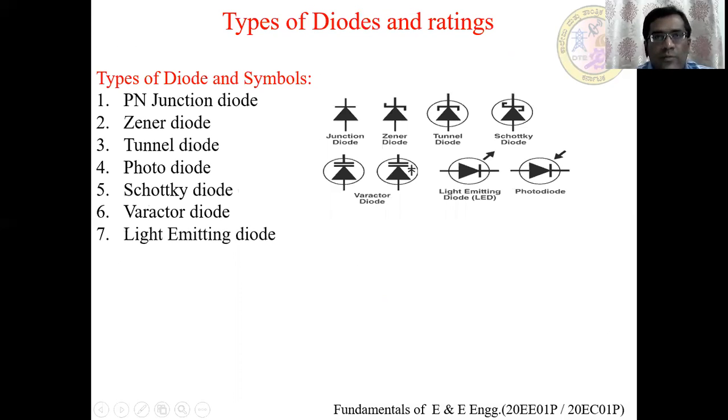What are the different types of diodes and their ratings? We'll see now. We have different types of diodes, basically namely PN junction diode, Zener diode, tunnel diode, photodiode, Schottky diode, varactor diode, and light emitting diode. We shortly call it LED.